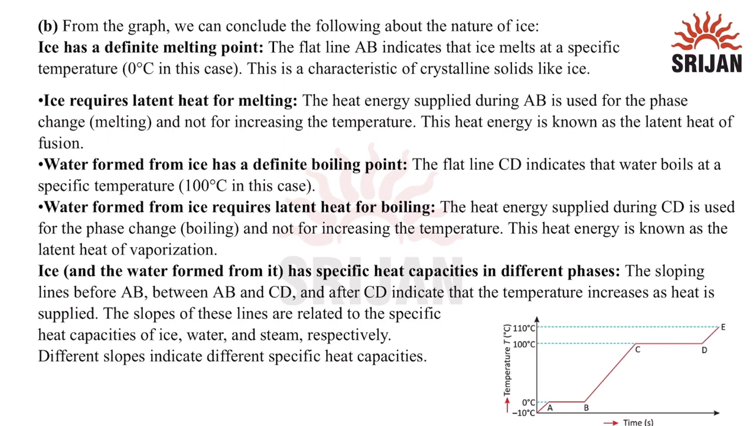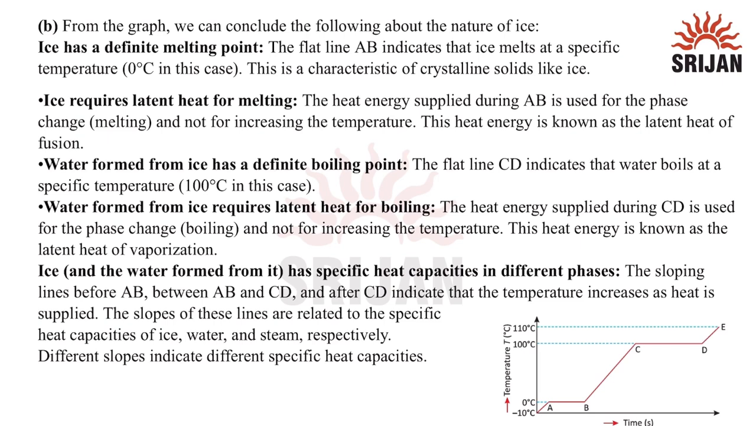Now, ice requires latent heat of melting, or we can say the latent heat of fusion. The heat energy supplied during AB is known as latent heat of melting or latent heat of fusion. Here the temperature also remains constant. This heat energy is known as latent heat of fusion.